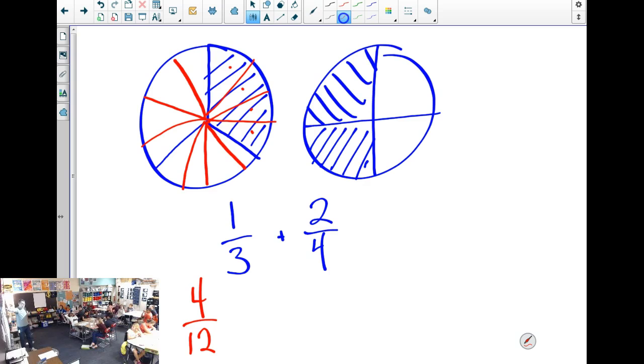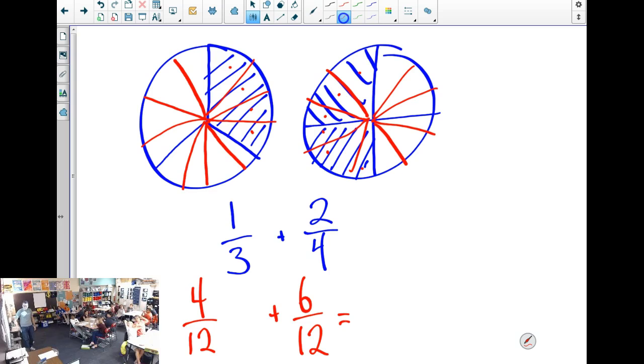I haven't changed how much pizza I have, right? Now here, I realize, oh, I can make 12 slices here. Sorry for the art being poor. 1, 2, 3, 4, 5, 6. So now I have 6 out of these 12 slices. Are my slices all the same sizes now?